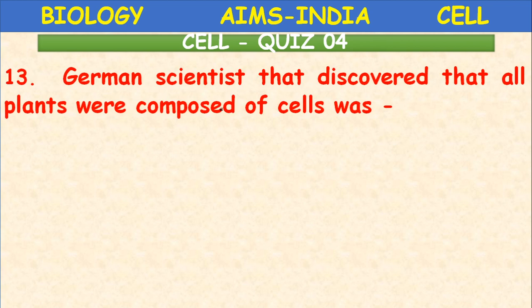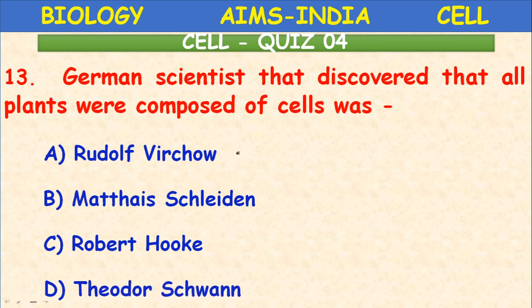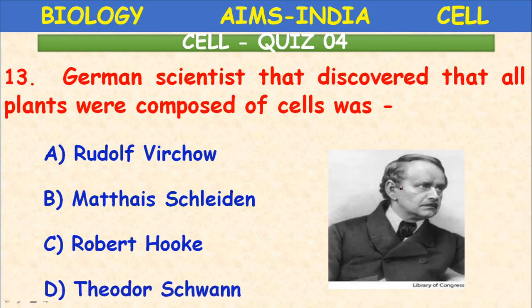Next, the German scientist who discovered that all plants were composed of cells. Who is he? Rudolf Virchow, Schleiden, Robert Hooke, or Schwann? He is a botanist who studied the plant tissues. He is Schleiden.